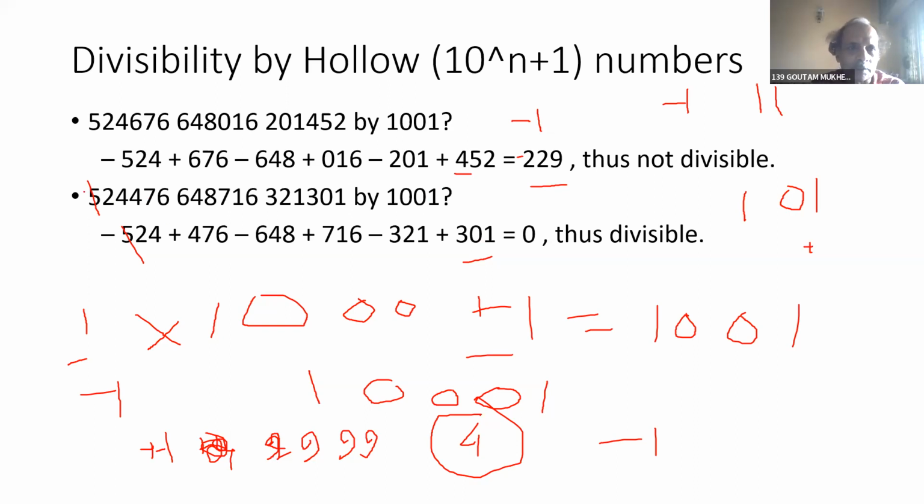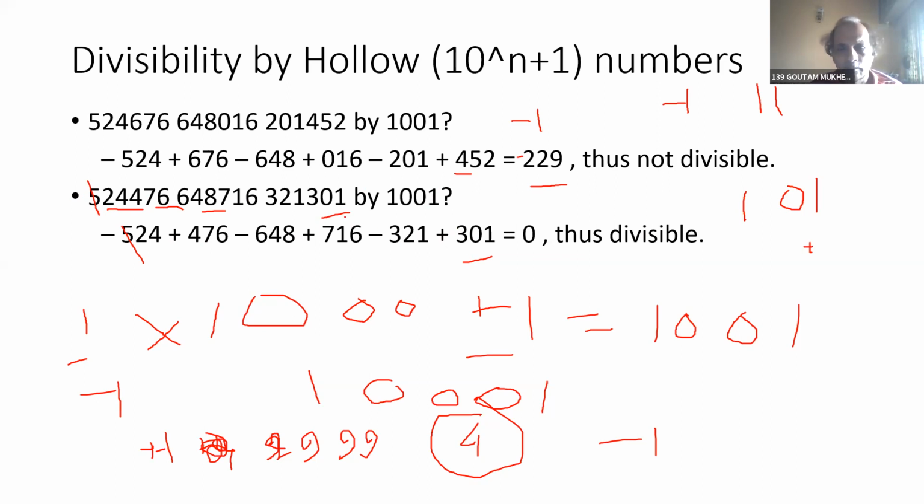Suppose this 5 was not there. You could not have grouped like this: 224, 766, 487. Then your procedure will not work. Finally, you arrive at last, there will be only 201. It is not possible. So you have to always group from the right side.